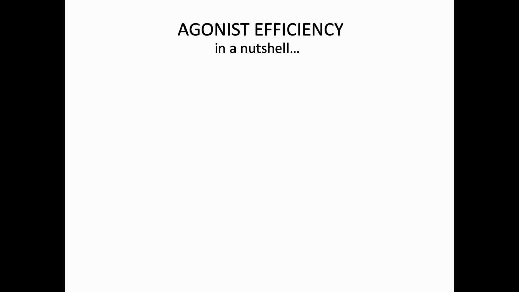So why efficiency? Here's agonist efficiency in a nutshell, or more specifically, 4 different nutshells. First, what is agonist efficiency? It is the correlation between affinity and efficacy. And insofar as every agonist has an affinity and an efficacy, every agonist at every receptor also has an efficiency. So agonist efficiency is a universal attribute of agonists and receptors.